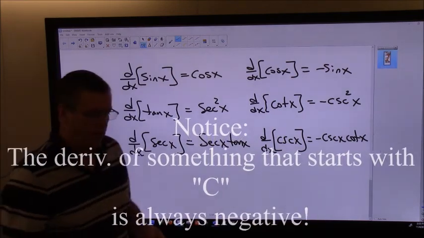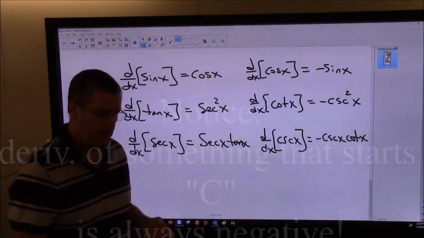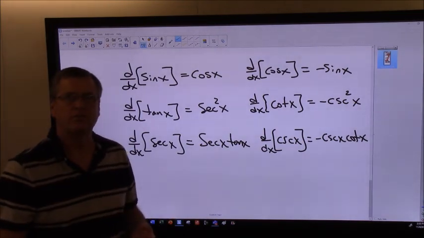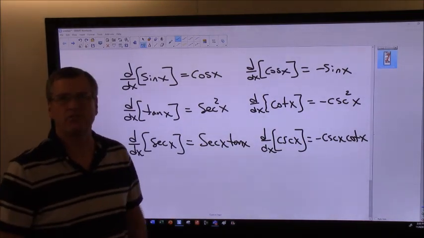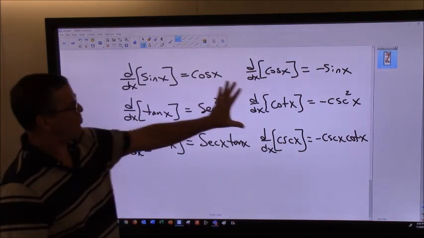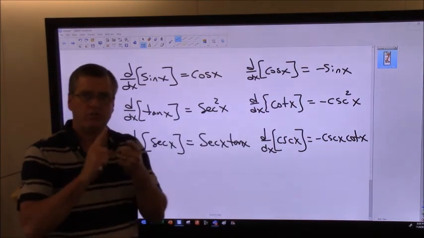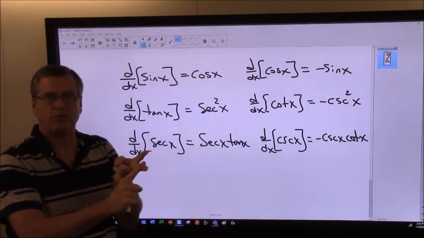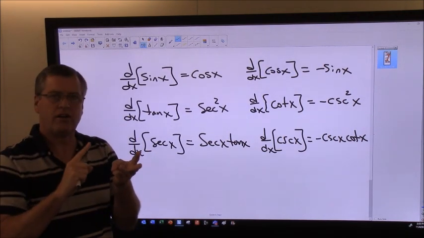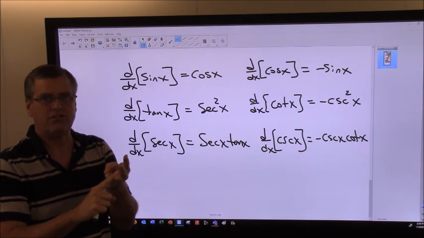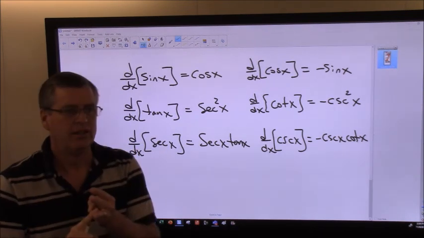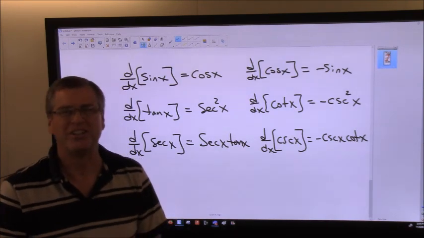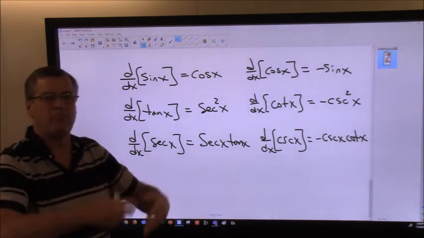So we actually now have 6, 7, 8, 9 formulas. We've got these 6 trig functions, plus we've got our power rule, plus we've got our product rule, and we've got our quotient rule. That's 9 formulas. Next week we're going to talk about something called a chain rule. So we're going to have another rule, and these rules just keep on building.